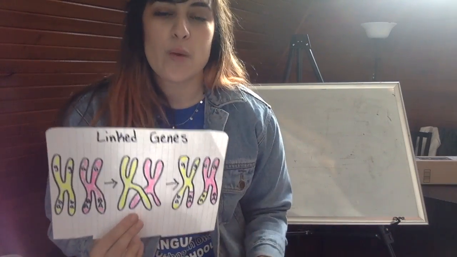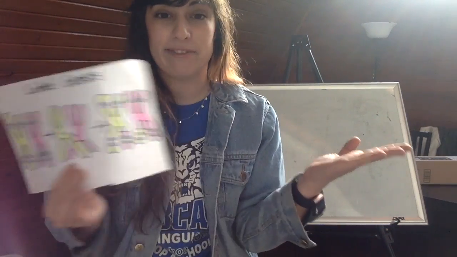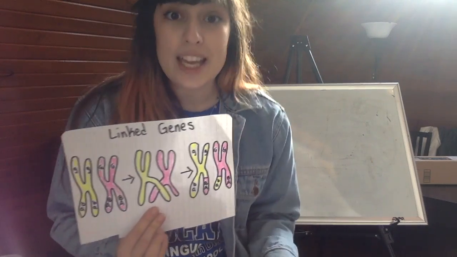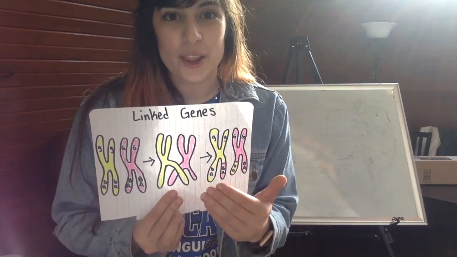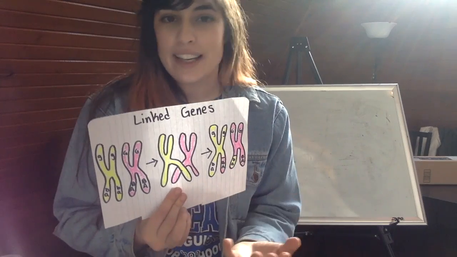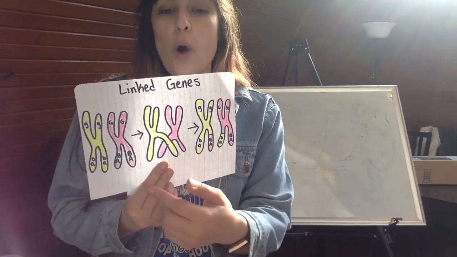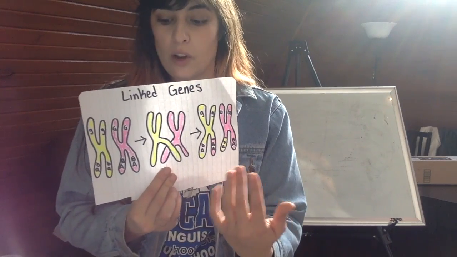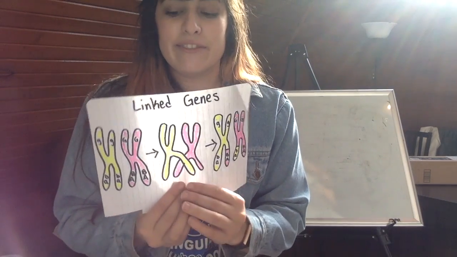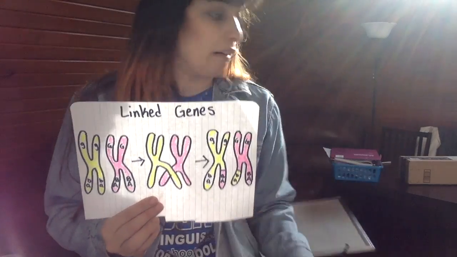That's why the other day we looked at pictures of people with red hair and freckles. Those are linked genes because they're so close together on the chromosome. They're usually inherited together. Very rarely are they inherited separately. It's so hard for the body to produce a chromosome that has the recessive versions of those genes.